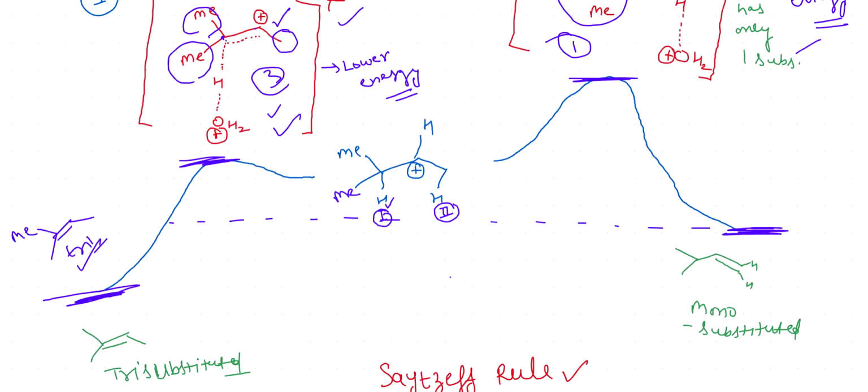these two products, tri-substituted and monosubstituted product. Monosubstituted product is at this stage, and there is the energy difference between these two products. Mono has higher energy as compared to tri-substituted product. So that's why highly substituted product is formed more easily and faster as compared to monosubstituted product.